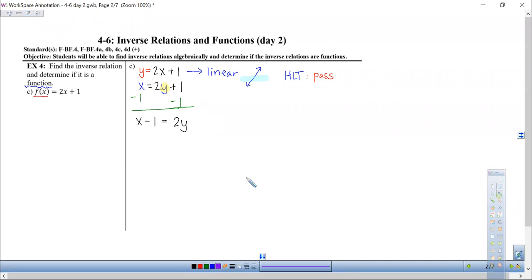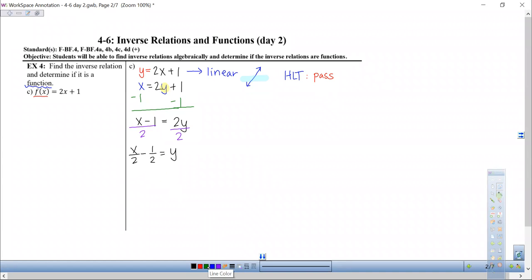Remember again that we want that y by itself. Since it's being multiplied by 2, we want to divide both sides by 2. That means we're going to end up with just y on this side is equal to, and remember, when we are dividing everything by a number, we want to split those up. So I've got x over 2, and I've got negative 1 over 2.